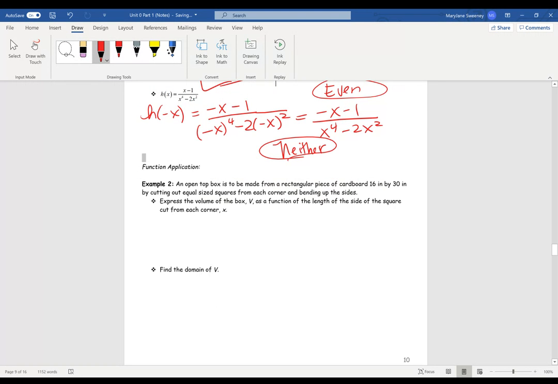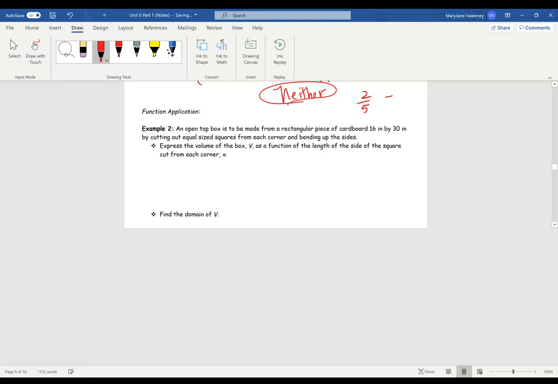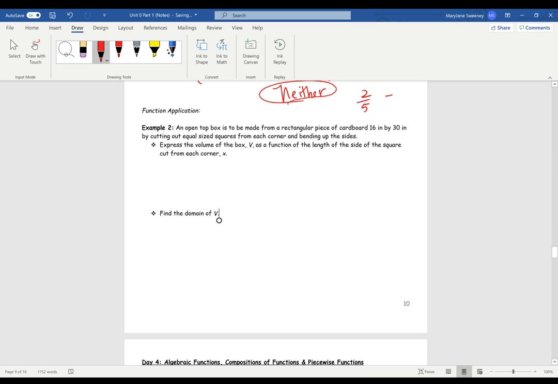Keep in mind for fractions, like if I want to negate 2/5, let's say, that's negative 2/5, or 2 over negative 5. So only the top or the bottom gets negated if you are negating a fraction. Either the top or the bottom gets negated.